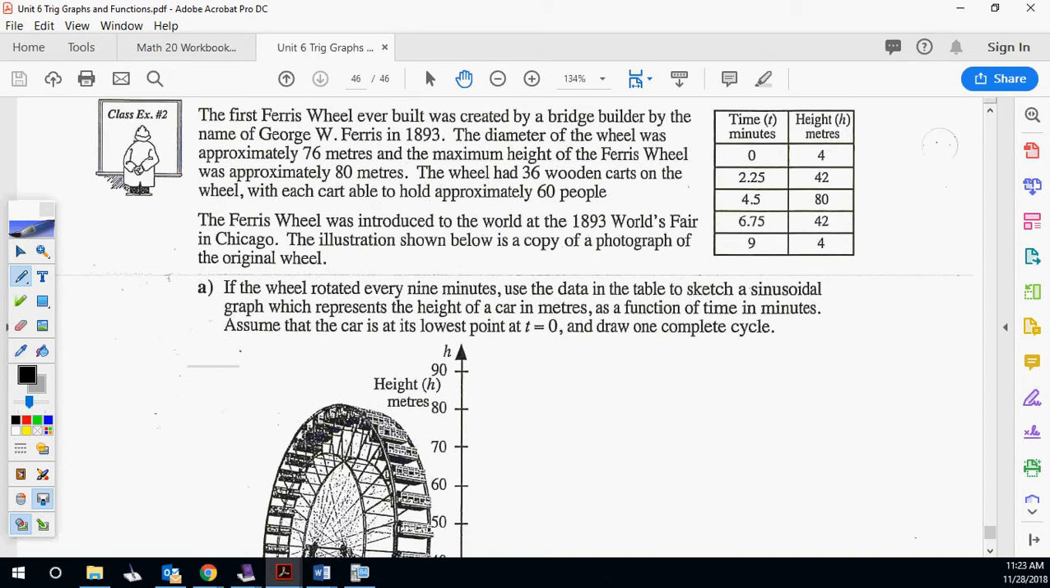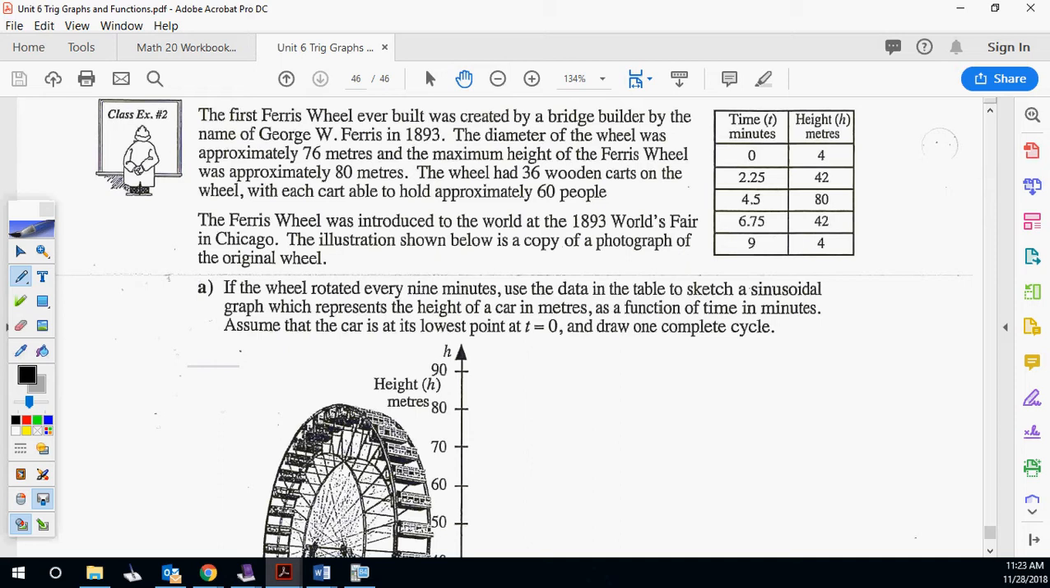All right, first Ferris wheel was built. The first one built was created by a builder named George W. Ferris. Real original, George. Okay, the diameter of the wheel was approximately 76 meters. The maximum height was 80 meters. The wheel had 36 carts on it. Approximately holds 60 people. It's just kind of information about the Ferris wheel. It's not really about our problem. Okay? The Ferris wheel was introduced to the World Fair in 1893 in Chicago. All this stuff is just stuff about a Ferris wheel in case you want to know.